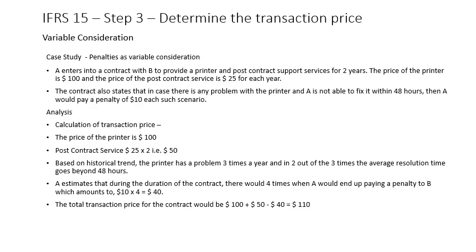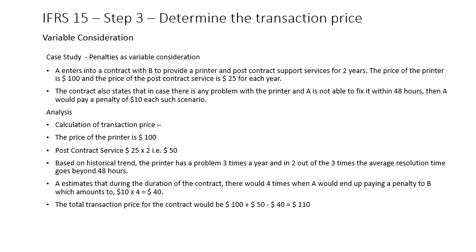Now let's look at a case study which will help us understand variable consideration in a better way. A enters into a contract with B to provide a printer and post-contract services for 2 years. The price of the printer is $100 and the price of the post-contract services is $25 for each year.